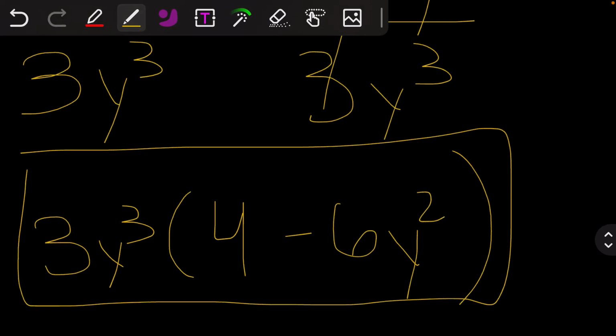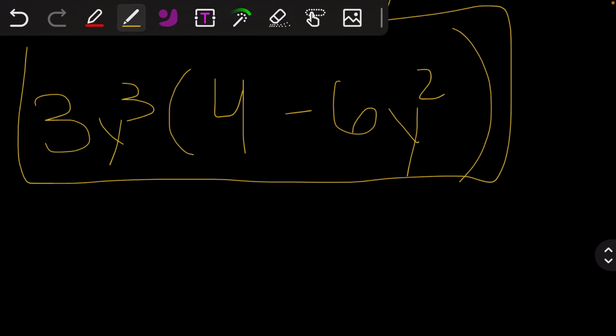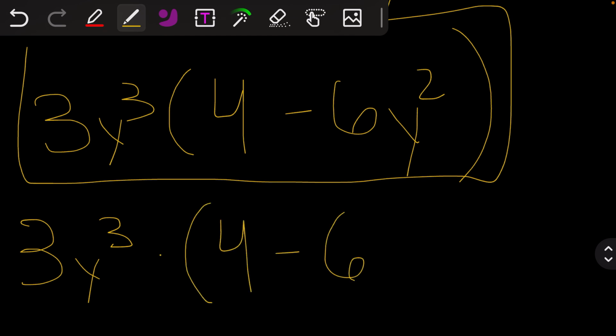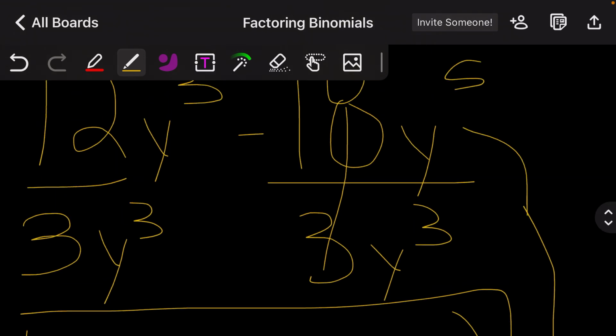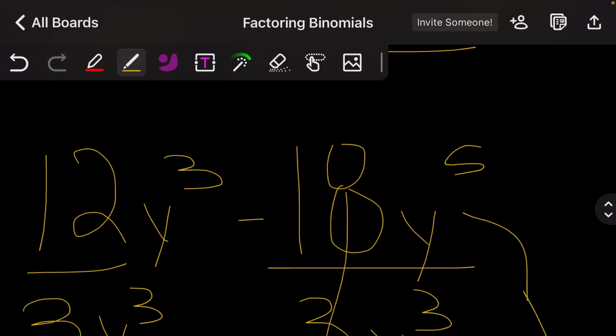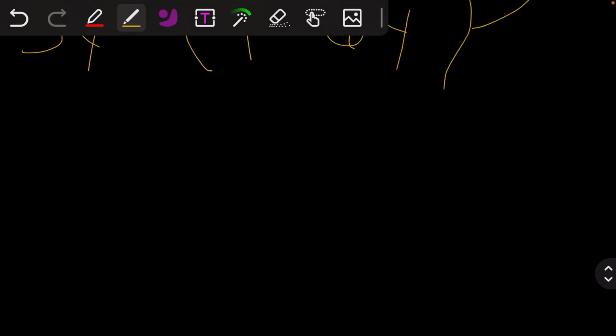Just to clarify, what we're doing is multiplying these two expressions. When you multiply 3y cubed times 4 minus 6y squared, what you get is our original expression: 12y cubed minus 18y to the 5th power. Next example.